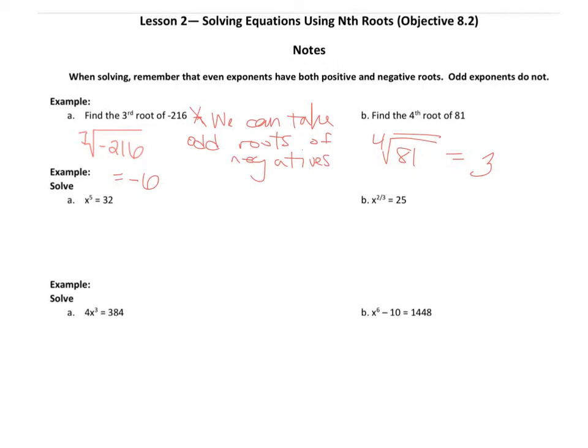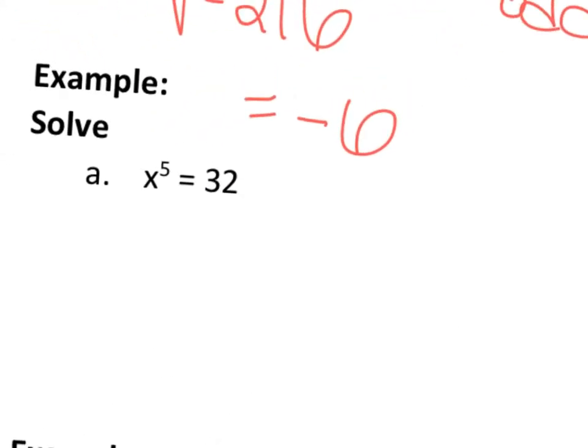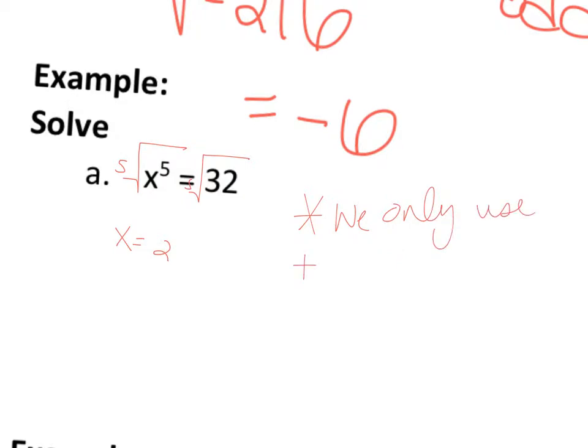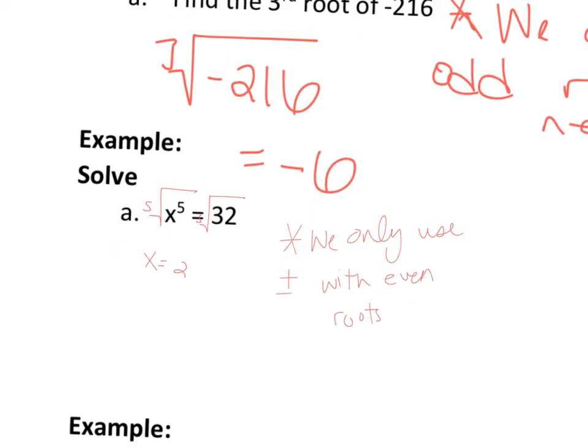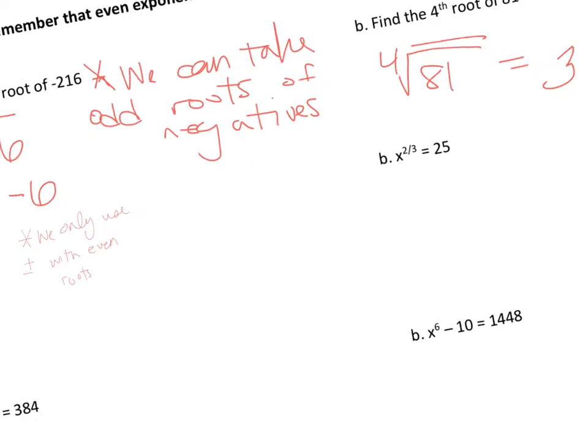Okay, so rooting is the opposite of raising something to a power. So on this example, it says to solve, and we have x to the fifth equals 32. Now to undo that fifth power, we take the fifth root. And the fifth root of 32 is 2. We only use plus or minus with even roots. So if you remember, we used plus or minus when we were doing square roots. We only do that if we're using even roots.